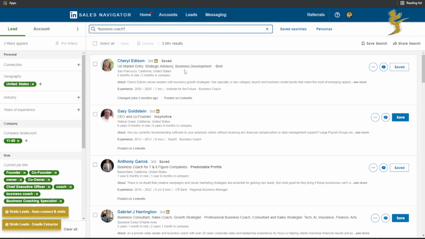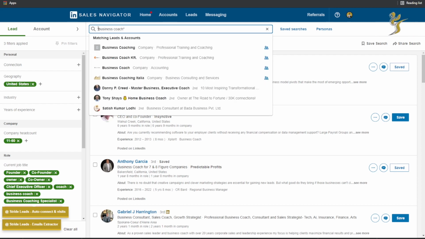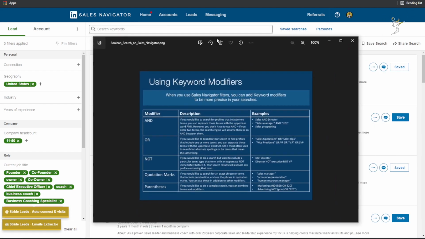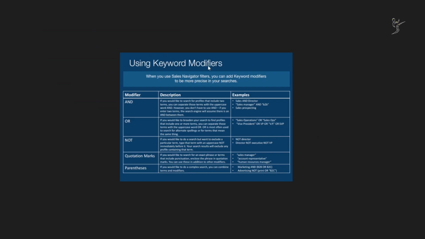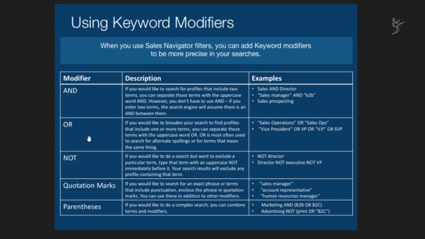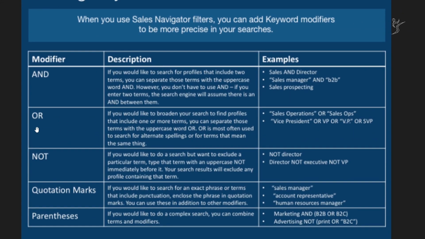Before it was 3.5K. Now I'm getting 77K. The reason is because it's just searching for the word business and coach, and it can be anywhere within their profile. Now, if I put this keyword in between quotation marks, then it's only going to search for the phrase business coach, not each word individually. It must say business coach somewhere within their entire profile. A LinkedIn profile is comprised of many things, from experience to the headline to job title, so it can say it in any part of that, from their bio to whatever.